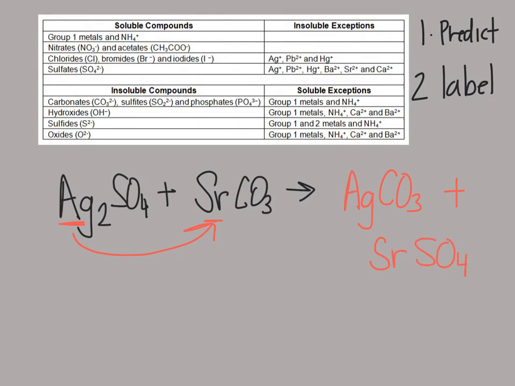I need to go back and look at the charges, and we know that Ag is +1 and CO3 is -2. So when we cross the charges, we're going to need to put a 2 here on our Ag. And our charges for the Sr is +2, and our sulfate is -2. So when we crisscross them, they cancel each other out, and so they do not become part of the equation. So it's just SrSO4. So that's part one. Part two is to look at these two new compounds on the solubility chart and decide, are they going to be solid or are they going to be aqueous?